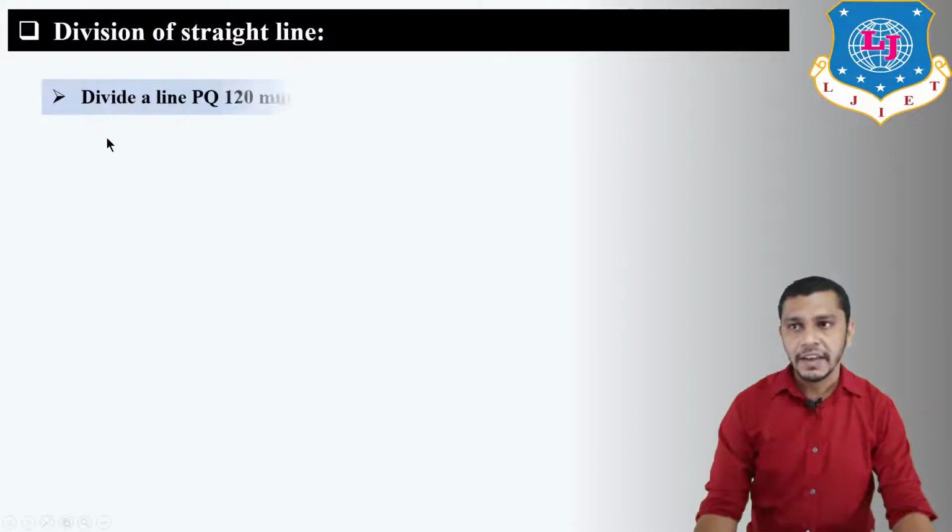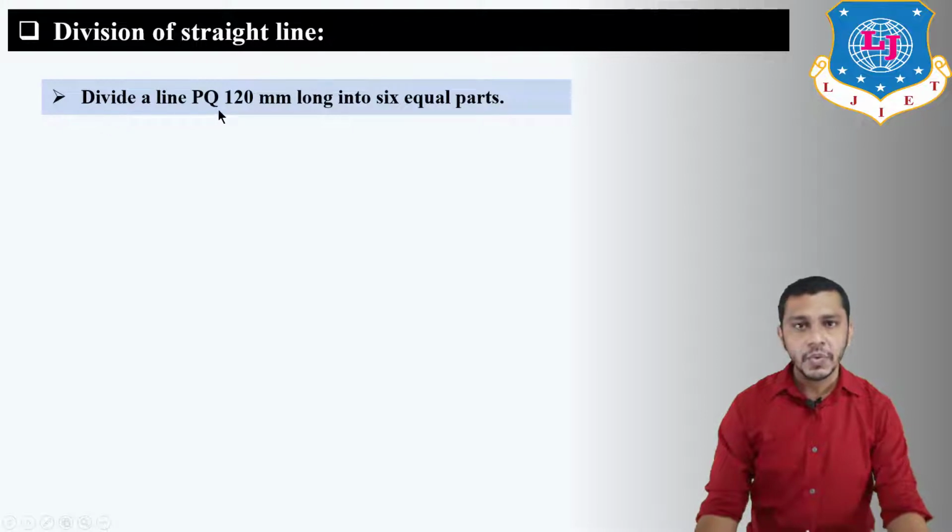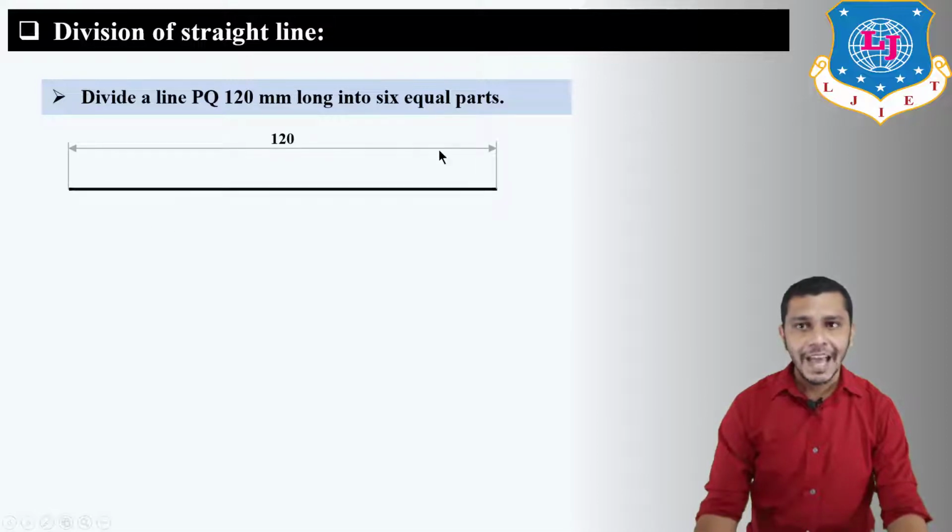So for that, let us take an example. Divide a line PQ 120 mm long into 6 equal parts. So first of all, draw a line having length 120 mm. The name of this line is line PQ. Now we have to divide this line into 6 equal parts, and the length of this line is 120 mm.